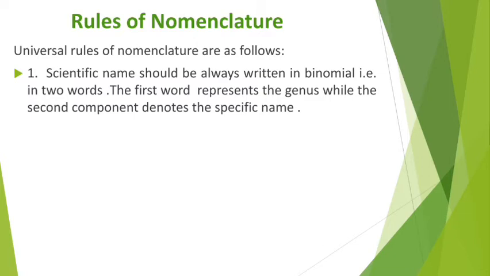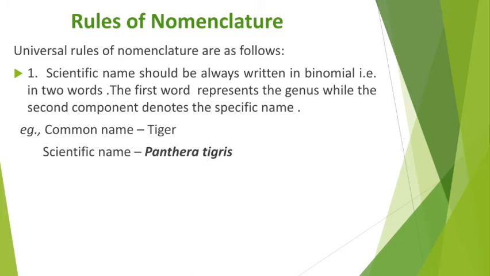The first word should always represent the genus, and the second component or the second word should always denote the specific name. Okay, so my dear student, let us see one example, that is common name is tiger. Everybody has heard about the tiger, isn't it? In your local language also there are different names for the tiger, and in English it is known as tiger. Now let us know how we can write the scientific name of tiger. So my dear students, scientific name of tiger is Panthera tigris.